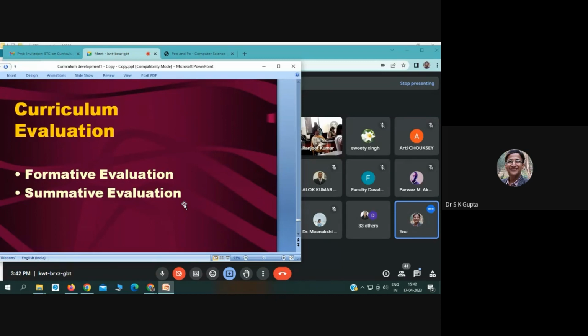Because we have defined these 4 stages of curriculum development, this is the last stage, and through this we try to find out the deficiencies or lacunas in the curriculum during the curriculum implementation, or during the curriculum design stage, or during your need analysis stage. So all that we do in this summative curriculum evaluation of the program.